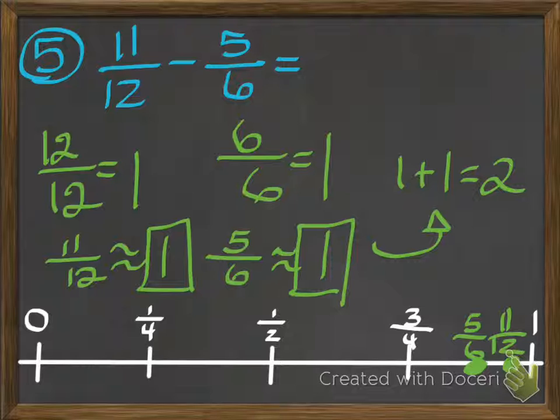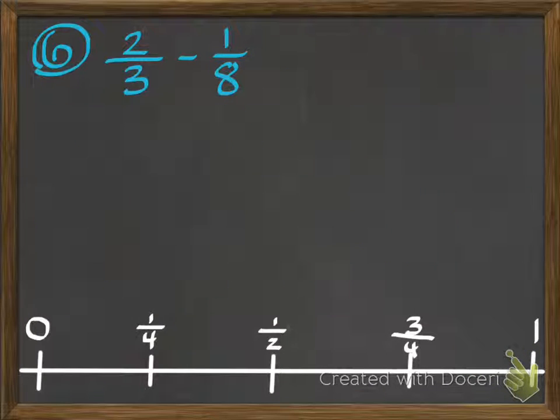So my answer is that 11/12 minus 5/6, so I have an equal sign there. It's not an equal sign, it's about equal. Approximately 2. Okay, just a little less than 2. Number 6. 2/3 minus 1/8.